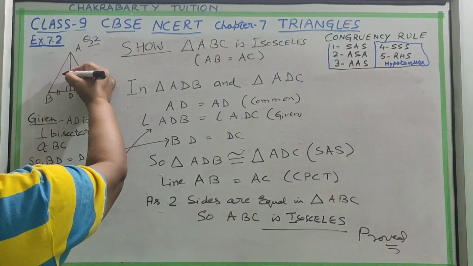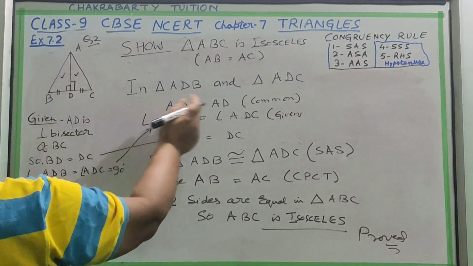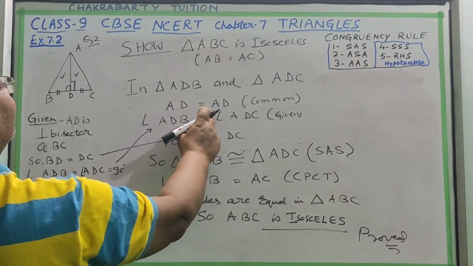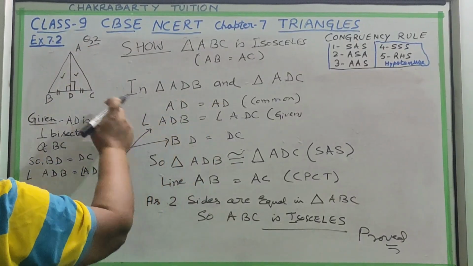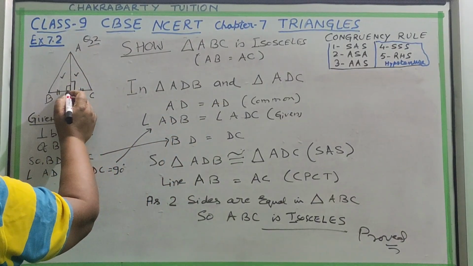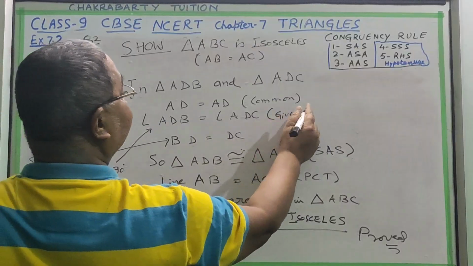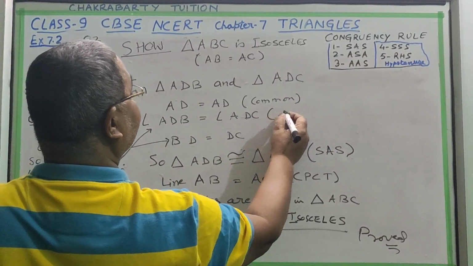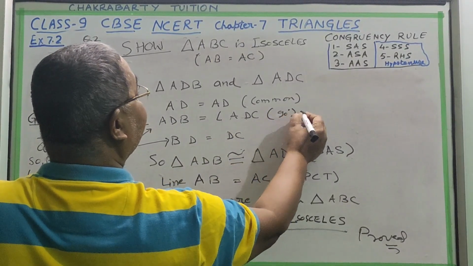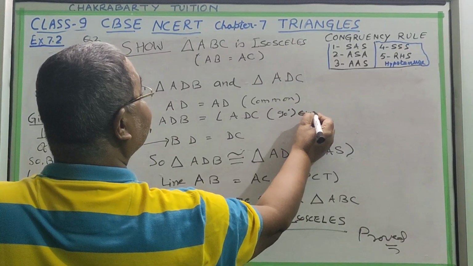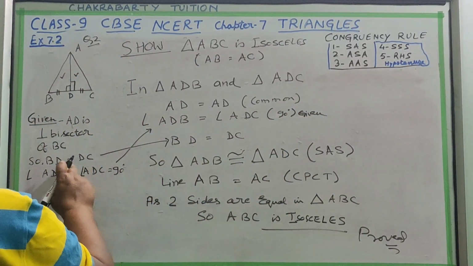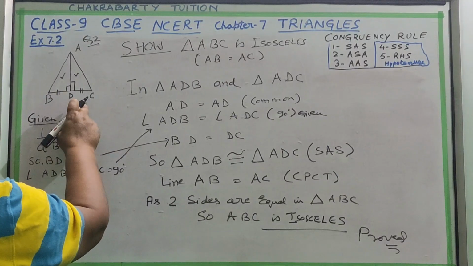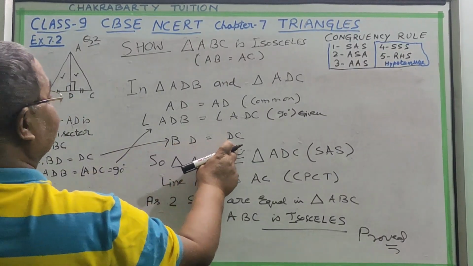This triangle ADB we have taken and ADC we have taken. So AD is equal to AD, this line between is common. Angle ADB is 90 degrees and ADC is also given 90 degrees, so these are equal. Then BD is equal to DC because a bisector is there. So bisector means this line will be equal.